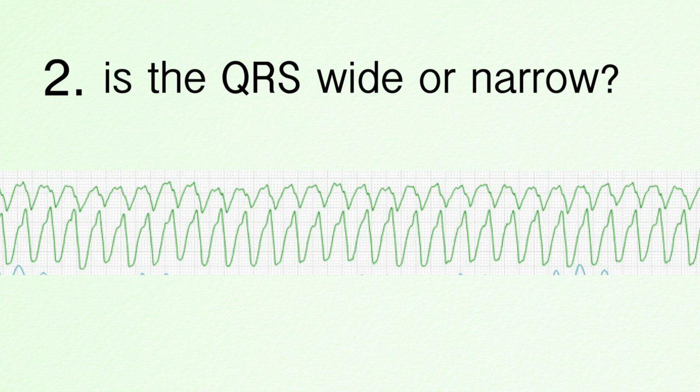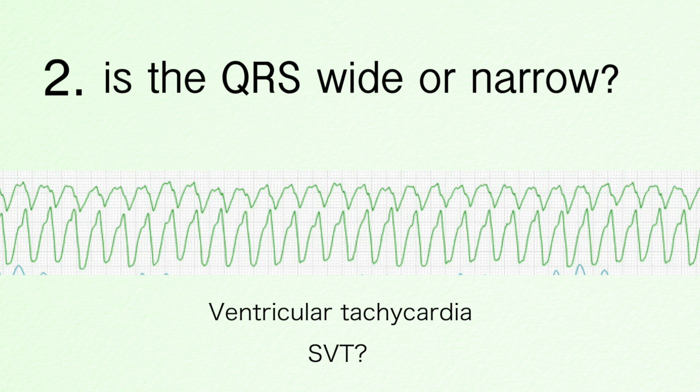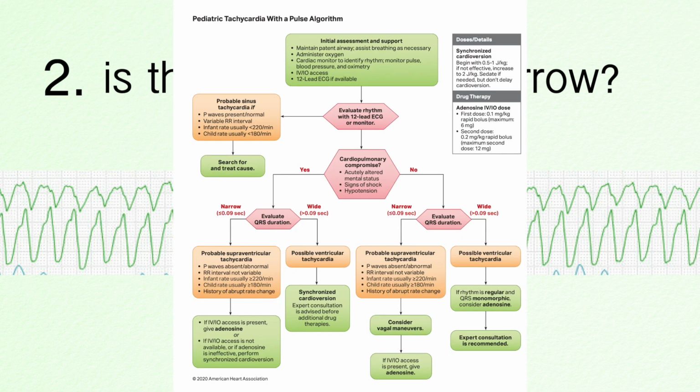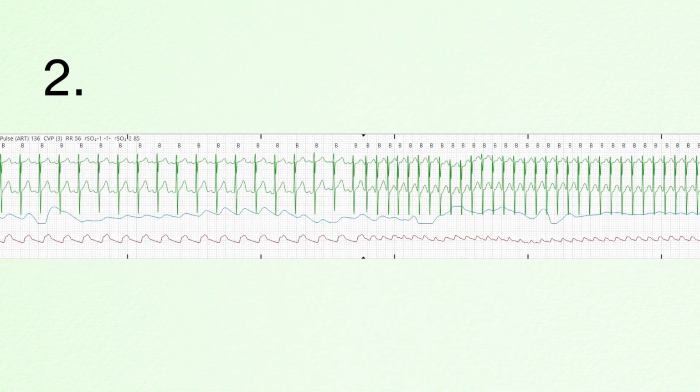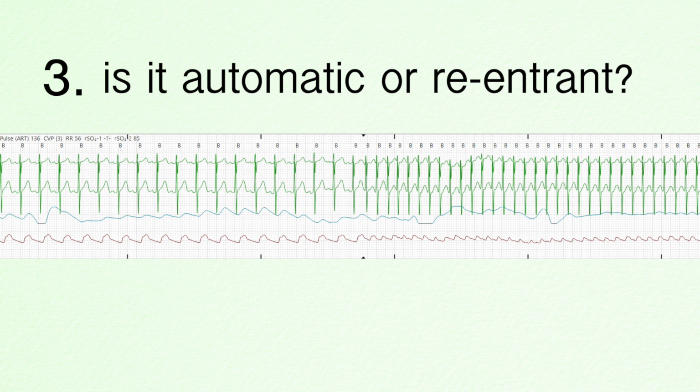If it's wider, we worry about ventricular tachycardia, though this is less common in little kids compared to adults. We're more likely to see it in teenagers and children with cardiomyopathy. It could be SVT with aberrancy, but until your electrophysiology friends come and tell you differently, assume VTach and follow the Powell's tachycardia with a pulse algorithm. So if your patient has a pulse and the QRS is narrow, or the same as previous, you can move on to number 3. Is the rhythm automatic or re-entrant?